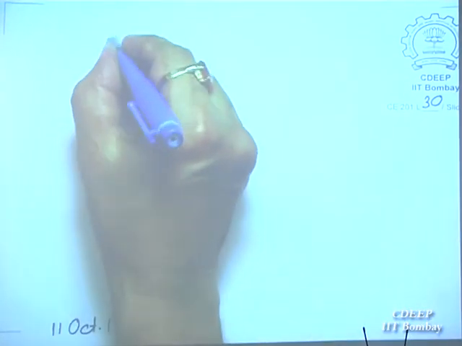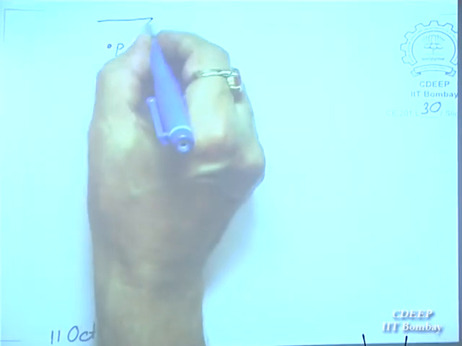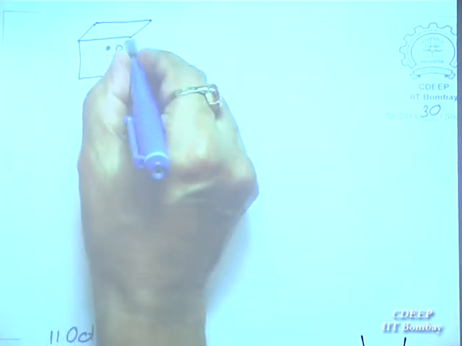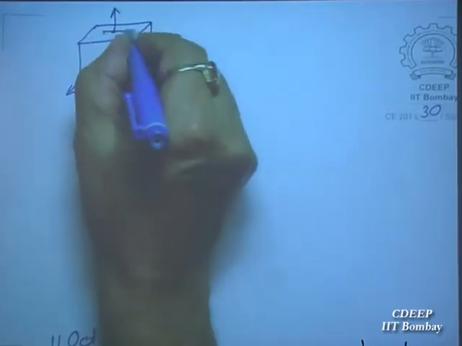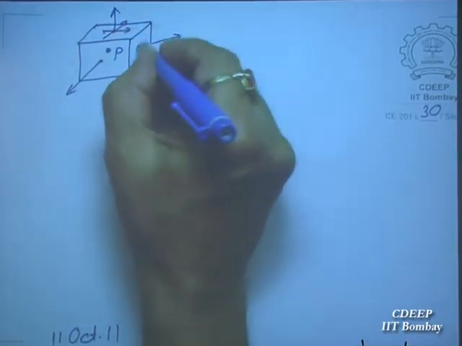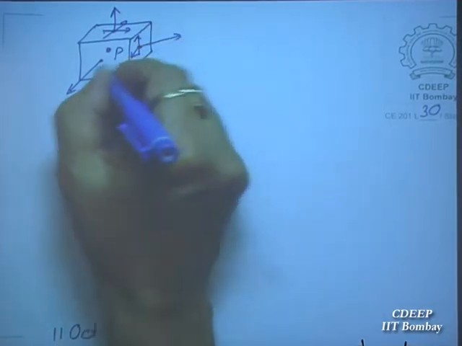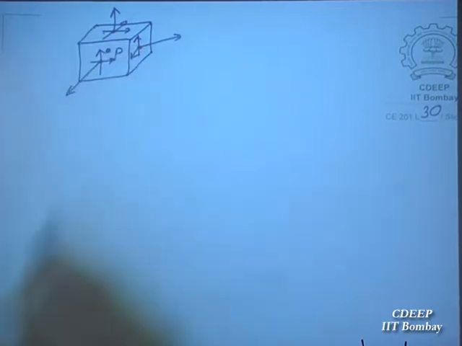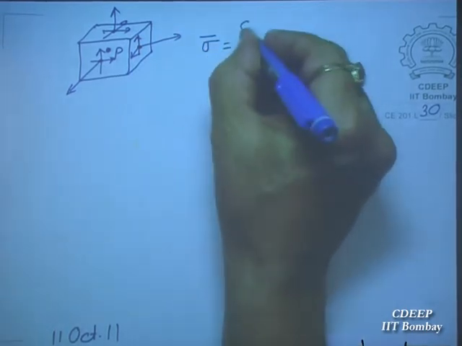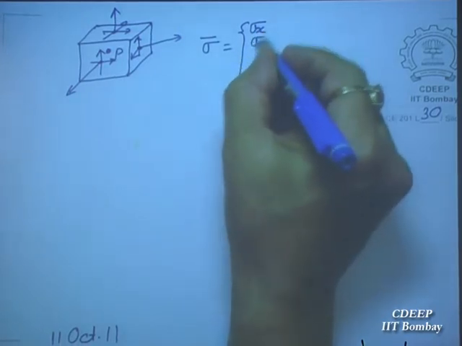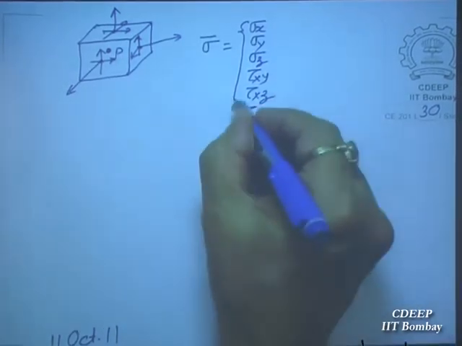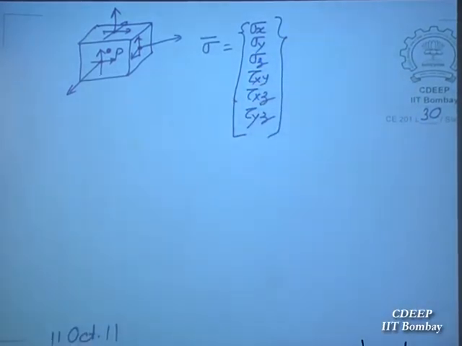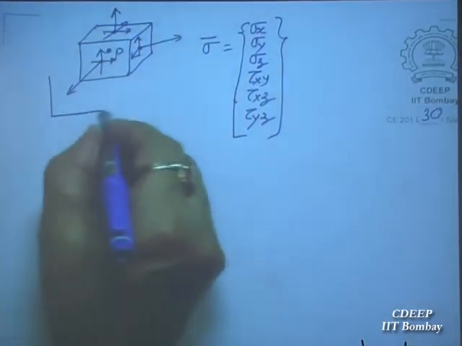So you know at a point, if you want to find out stress, what we do, we construct a small parallelepiped, and we define our stresses on three mutually perpendicular planes. So you have at a point this stress vector consisting of a number of components: sigma x, sigma y, sigma z, tau xy, tau xz, and tau yz. I think this I have already explained earlier. I am just repeating. Now you will say that yes, I am repeating. I have no alternative but to repeat.